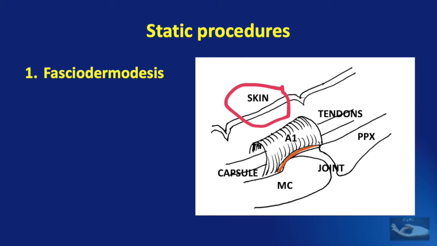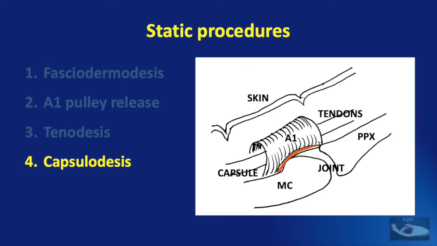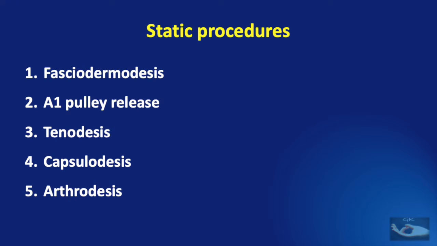For the skin, fasciodermodesis can be done. On the pulley, A1 pulley release or pulley advancement procedure can be done. Tenodesis procedures can be done by modifying the tendons. The capsule of the metacarpophalangeal joint can be modified to do a capsulodesis. And finally, bone procedures can be done at the level of the metacarpophalangeal joint. Summarizing, there are 5 basic static procedures: fasciodermodesis, A1 pulley release or pulley advancement, tenodesis, capsulodesis, and bony procedures, and we shall see all of these in detail.